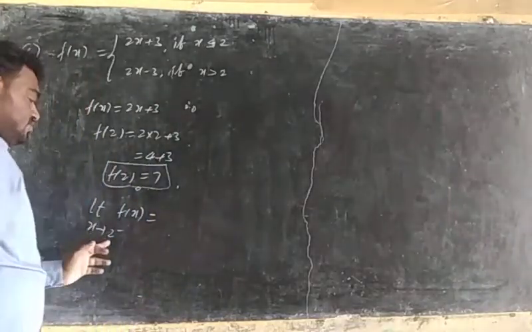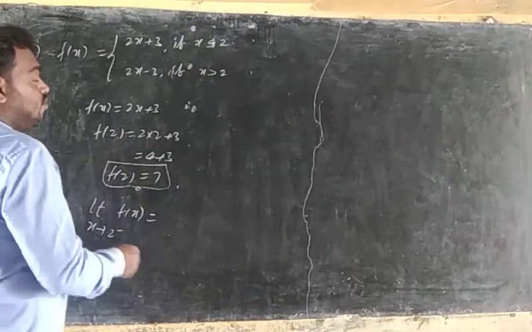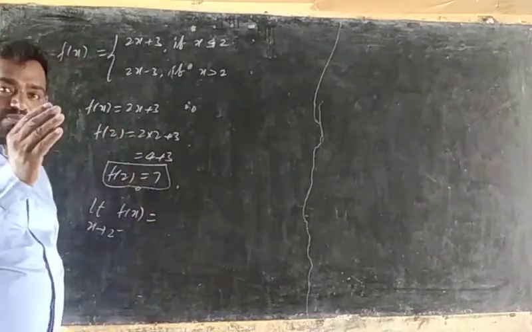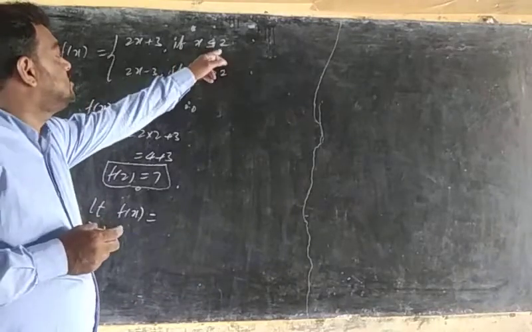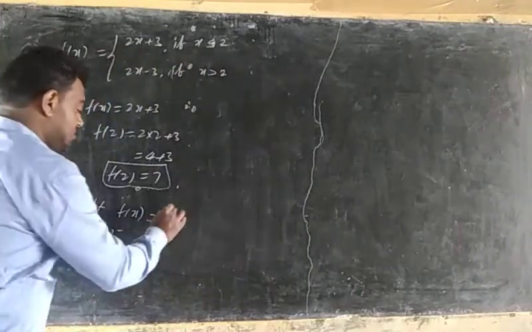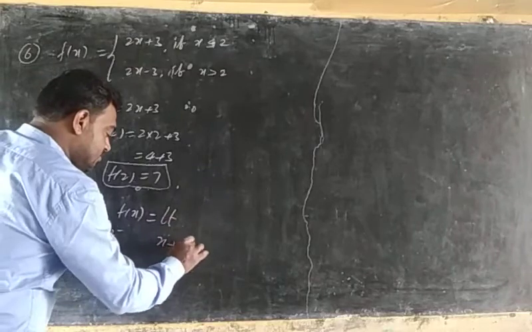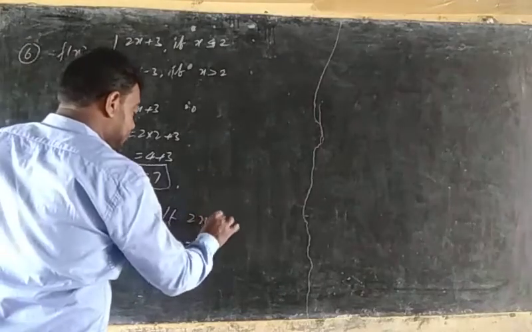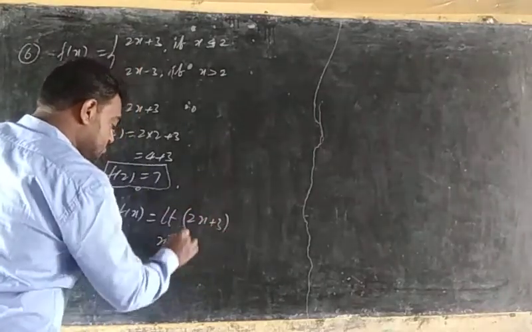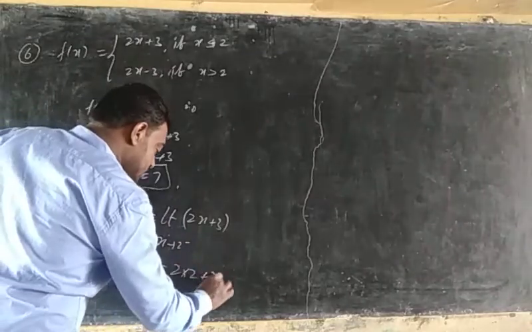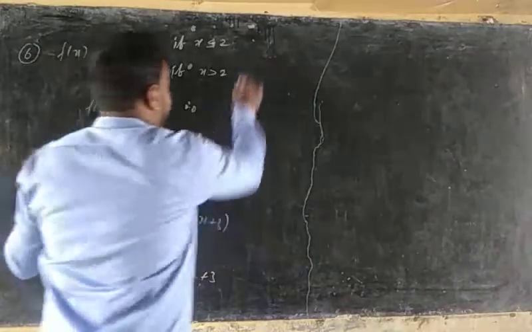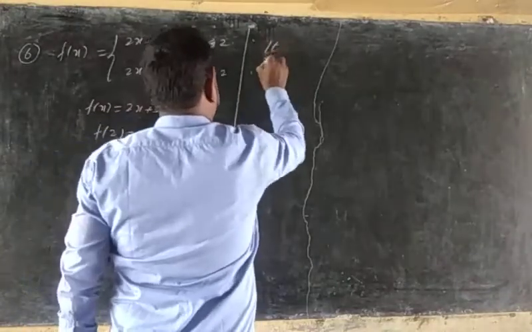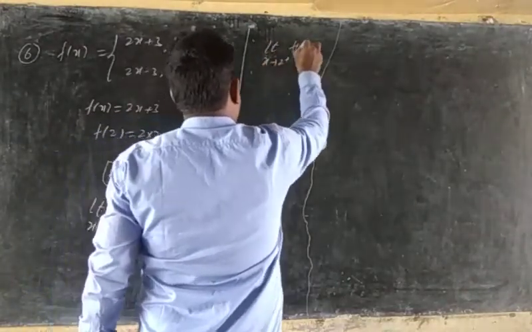So limit x tends to 2 minus of f of x. 2 minus means from 2 we are subtracting some small value. That means x is less than 2. F of x is 2x plus 3. So that is equal to 2 into 2 plus 3, 4 plus 3, 7. Next, limit x tends to 2 plus of f of x.